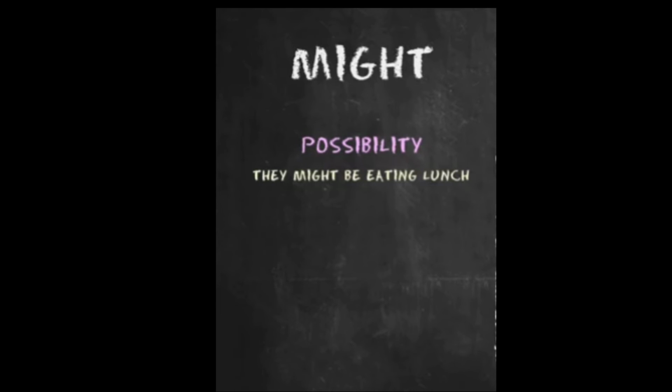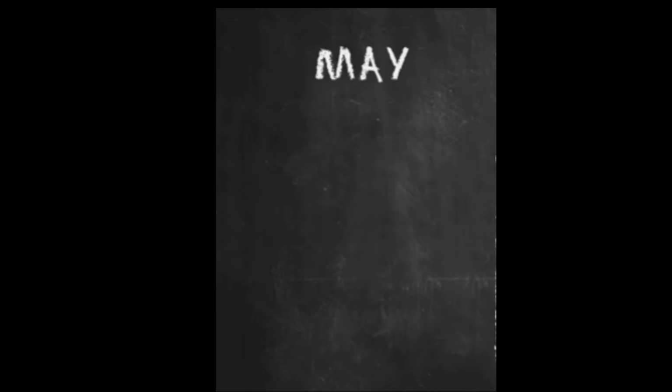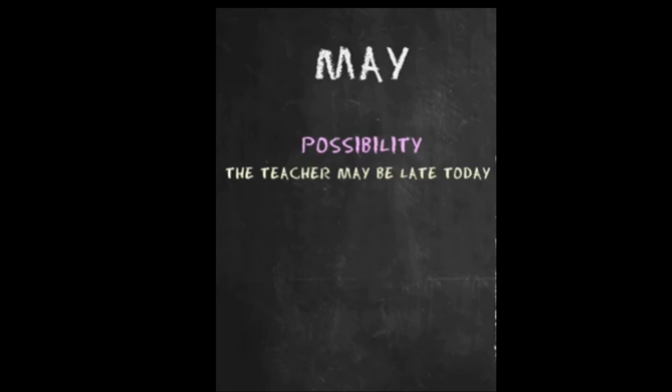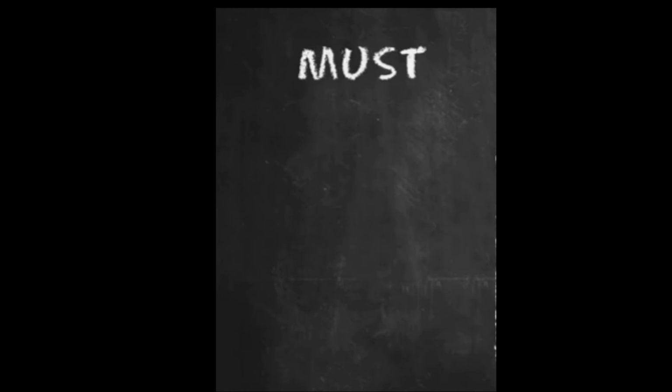So firstly, let's look at might. Might can be used to show possibility. They might be eating lunch, or she might give us a discount. Then we have may. May can also be used to show possibility. The teacher may be late today. And it can also be used to ask for permission. May I leave now? Note that using may to ask for permission can be seen as quite formal.